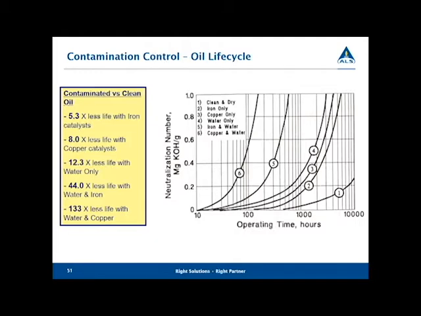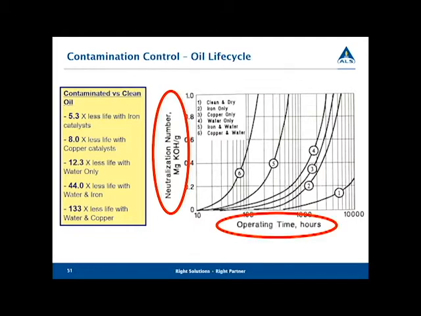In this particular study, we take a look at different types of contaminated systems and how they affect acid generation. What's really interesting is the acid neutralization number over operating time. Number one is clean, dry oil. It isn't until many thousands of hours that we actually start increasing our neutralization number, the total acid number. And that's clean and dry.